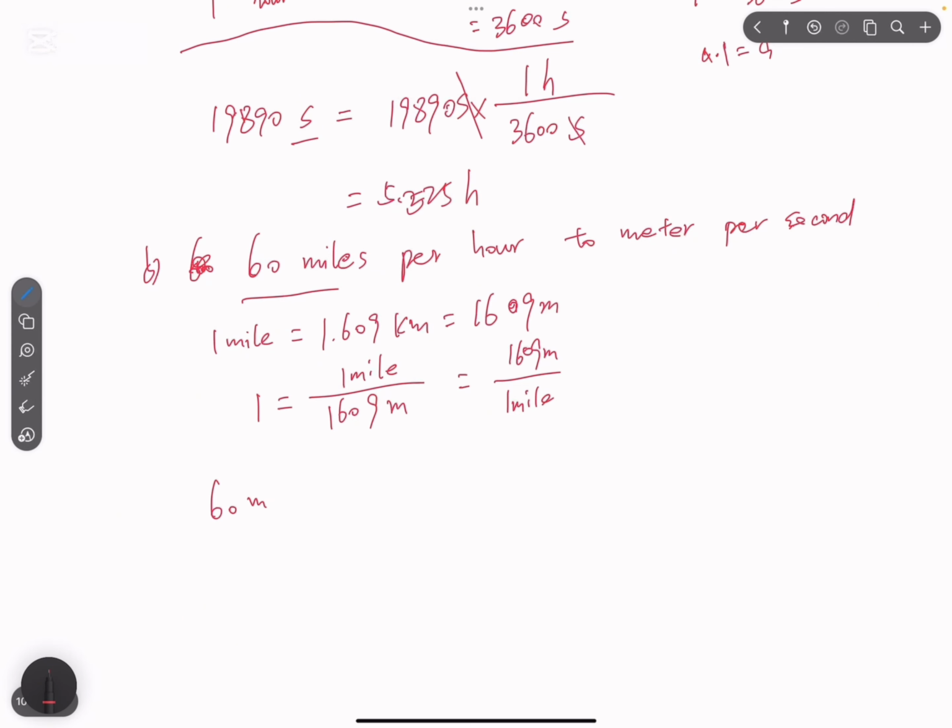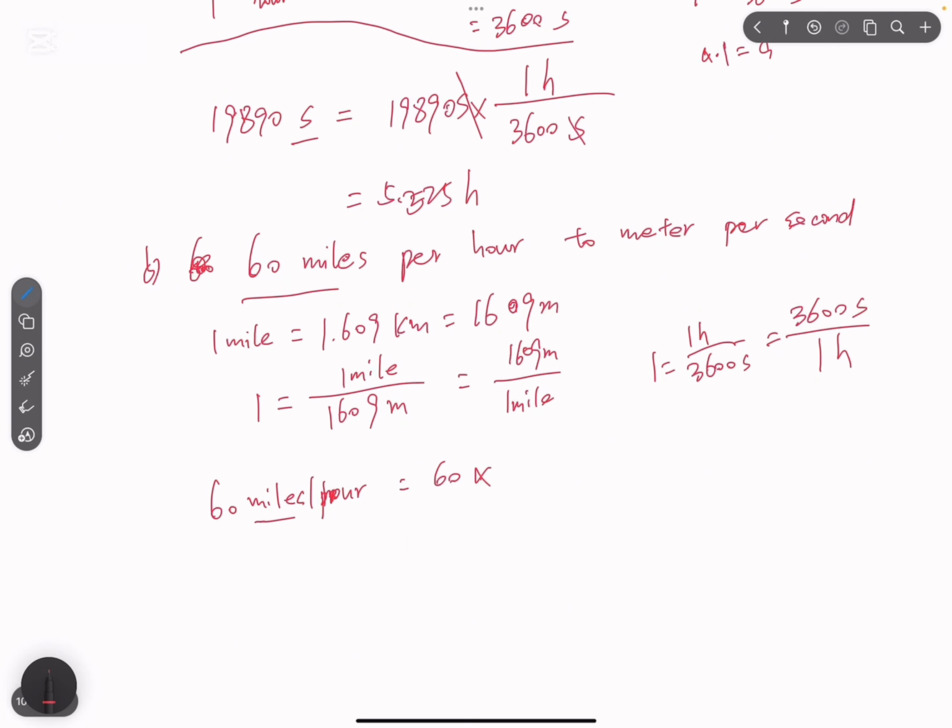So 60 miles per hour, that will be 60 times, we need to cancel out the miles, and also 1 equals 1 hour divided by 3600 seconds, which also equals 3600 seconds divided by 1 hour.